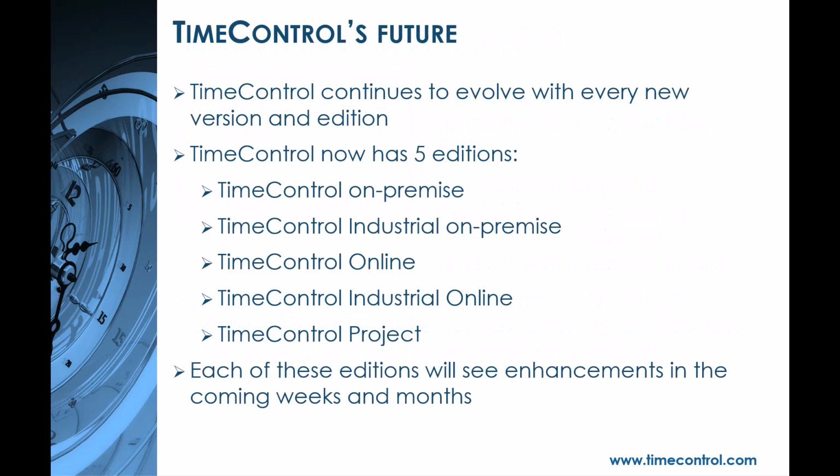And where are we going from here? Well, we already have 5 editions. We have Time Control on-premise is still sold, and Time Control Industrial on-premise still sold. And we will continue to support on-premise installations for the foreseeable future. Time Control Online and Time Control Industrial Online are our subscription offers as timesheets as a service, and of course Time Control Project, which is available only as a subscription. So each of those 5 editions is going to continue to see more features and more improvements.